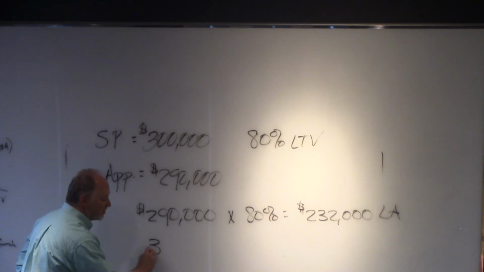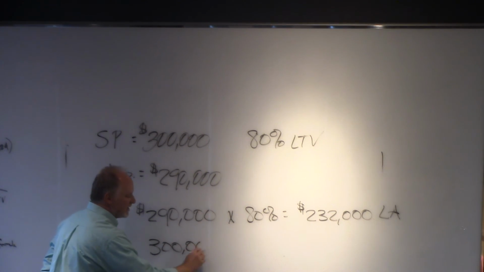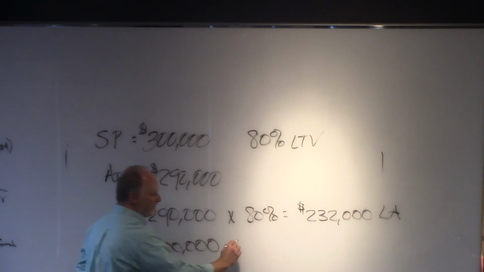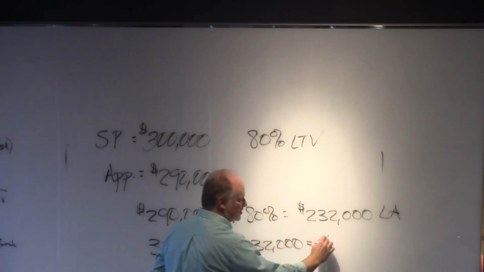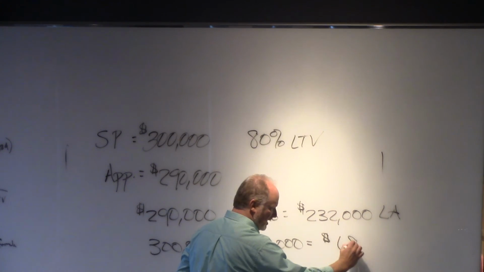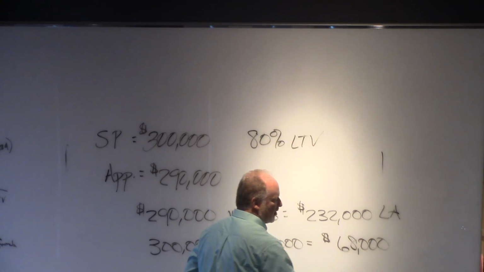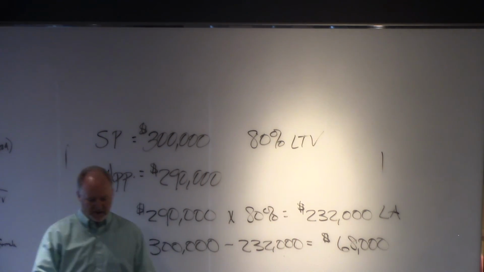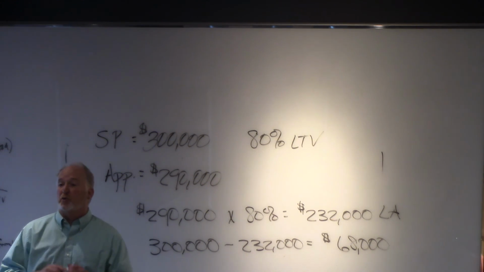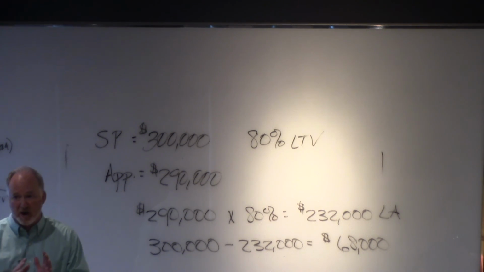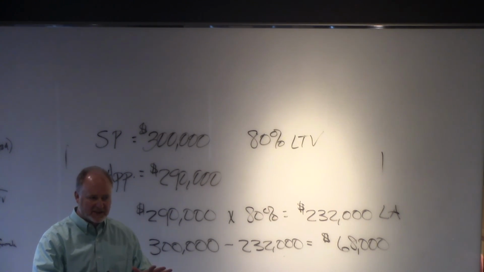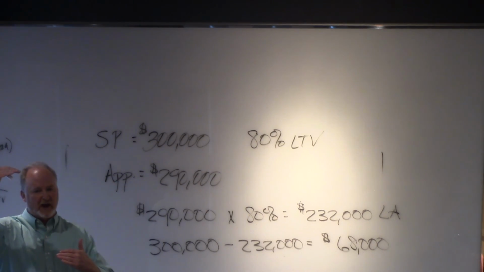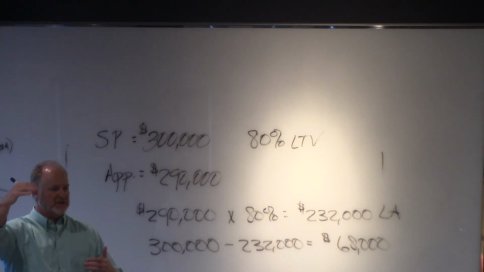The down payment is going to be $300,000 minus $232,000. How much is your down payment? $68,000 is your down payment. The trick, of course, is the bank will loan you money based on the sale price or the appraised value, whichever is less. But if you want to buy that home, you have to get all the way back to the sale price. Okay?